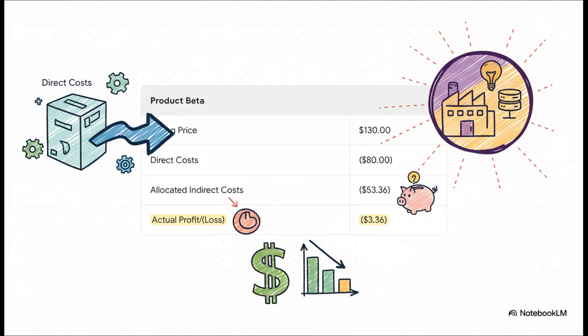Because when you properly account for all those shared costs and you assign a fair slice of them to Product Beta, the picture changes. And I mean, it changes dramatically. All of a sudden, that $50 profit just vanishes, and you realize you're actually losing over $3 on every single unit you sell. Your winning product is secretly sinking the entire company. And that is why mastering this topic isn't just about passing some test, it's about survival.